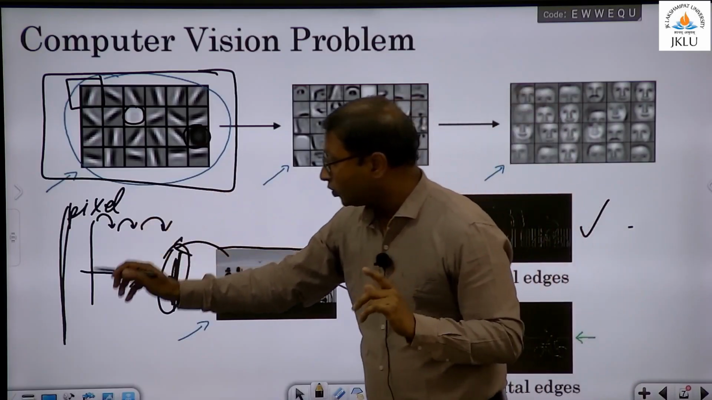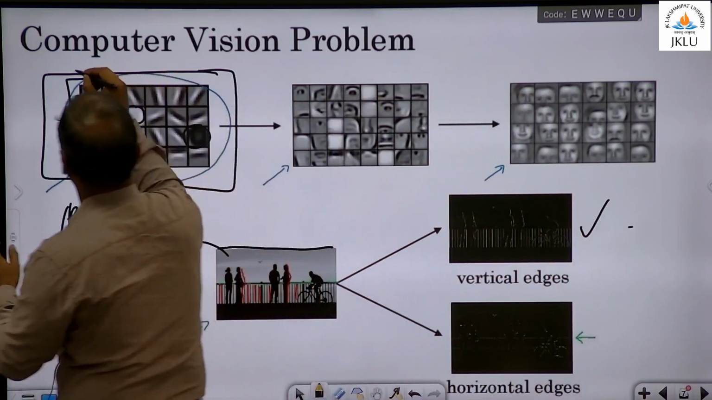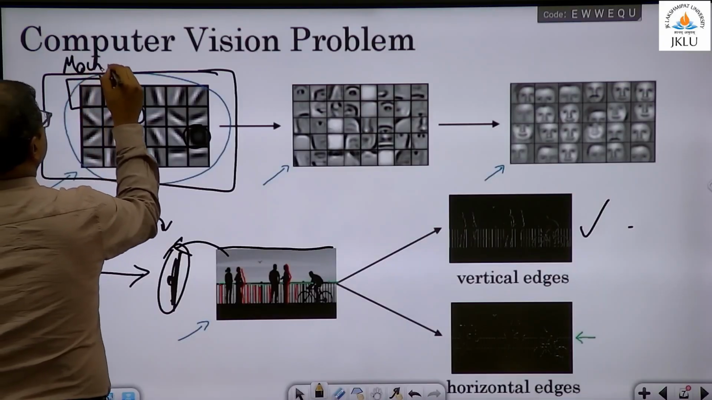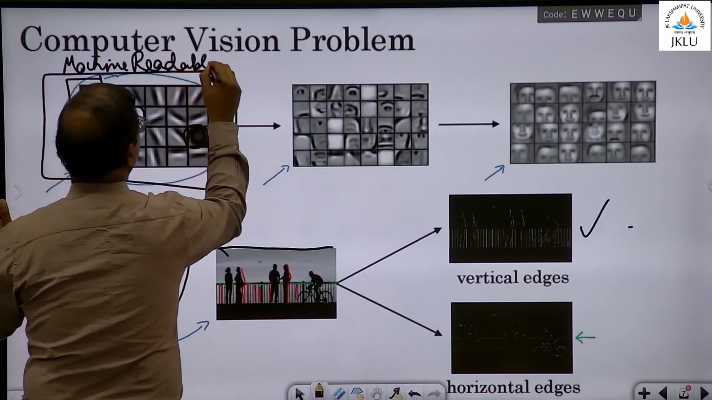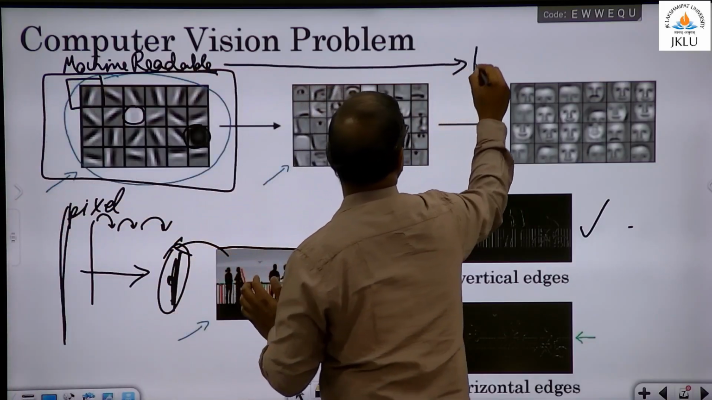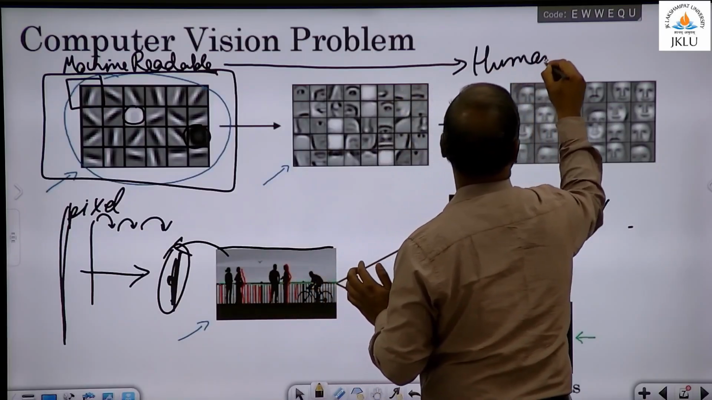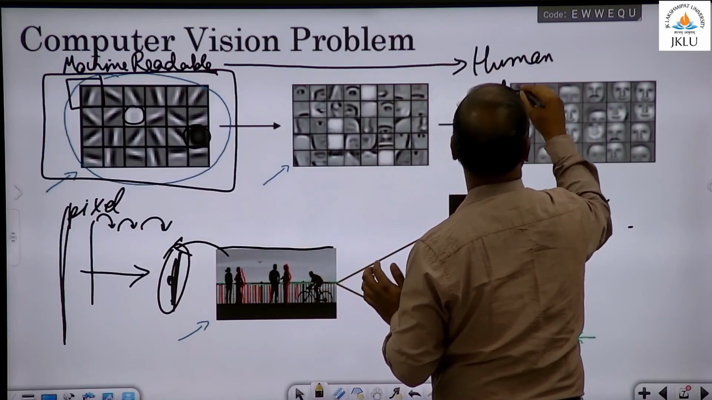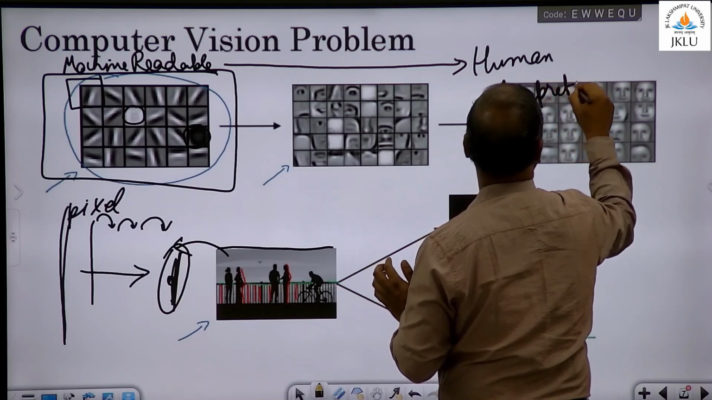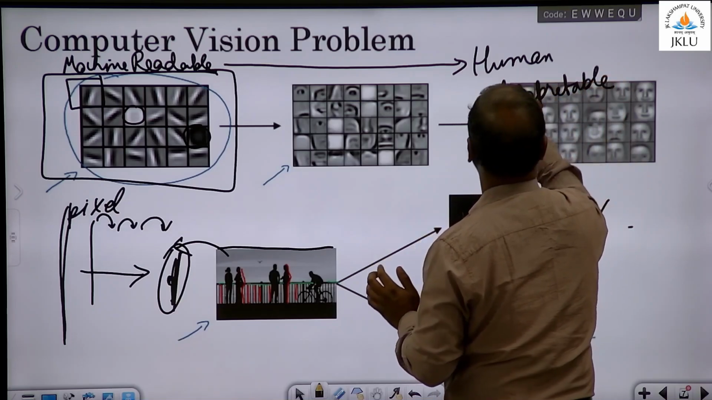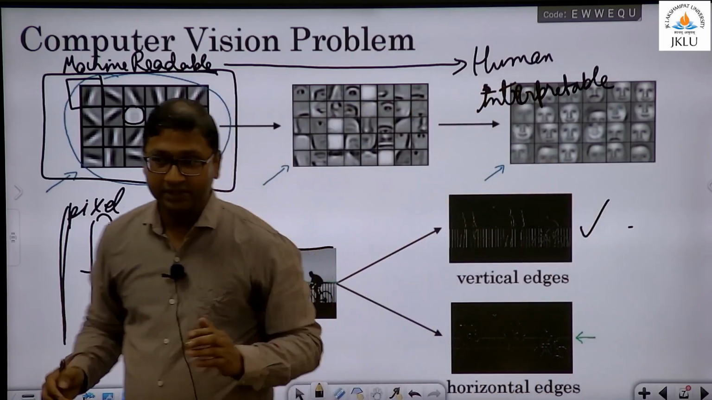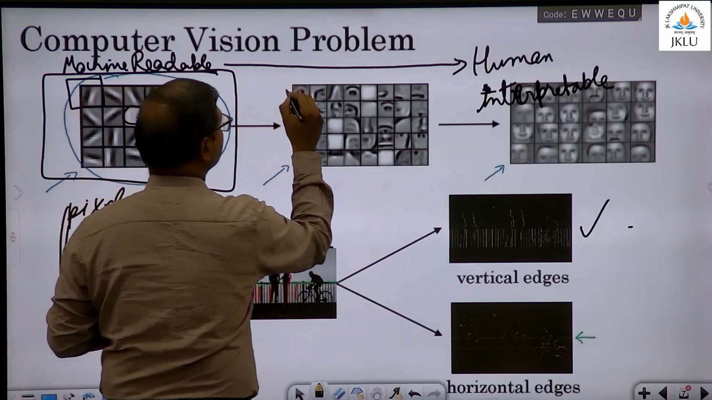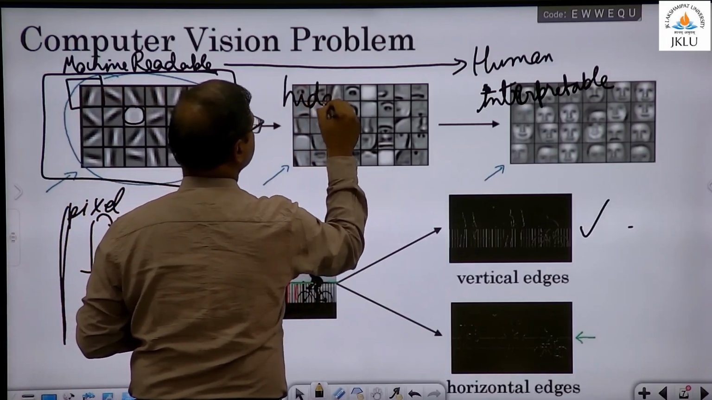The human eye will not be able to make sense of pixels if they are given in raw form. So if you come from machine readable to human interpretable, right, this gap you fill through these hidden layers.